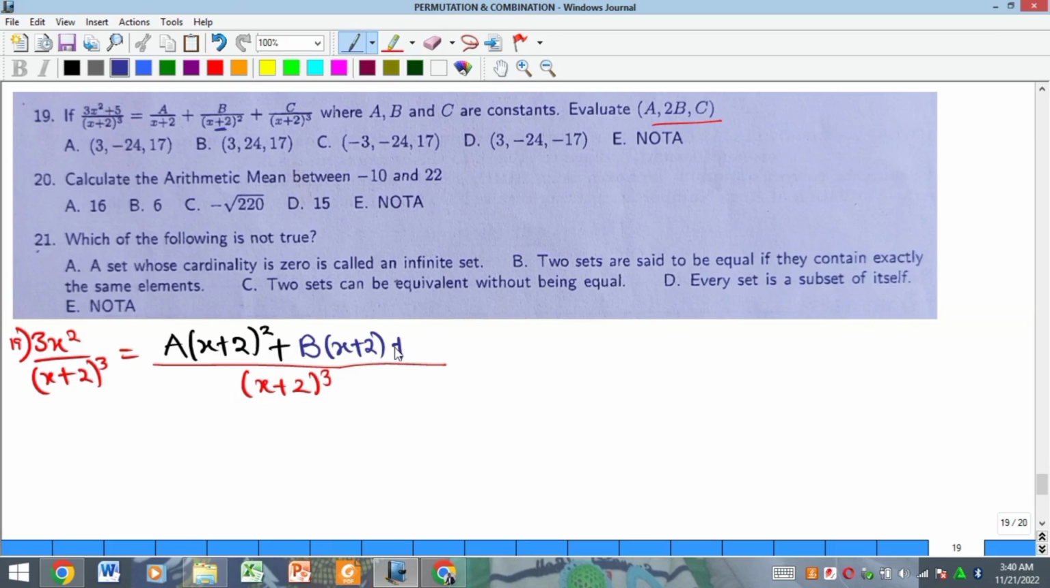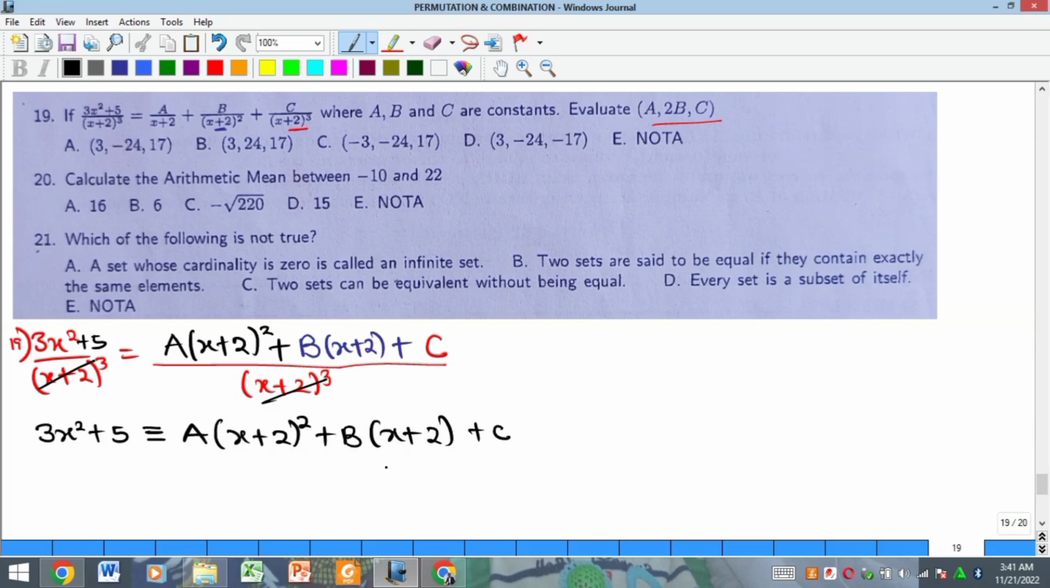Then plus, I will go to my c, use this to divide, which will give me 1. 1 times c is c. And so by normal partial fraction, the denominators will cancel, and then I will get that the numerators are equivalent. Sorry, this is plus 5. So what it means is that 3x squared plus 5 is equivalent to the numerator of the right hand side, which is a into (x plus 2) all squared plus b into (x plus 2) then plus c.